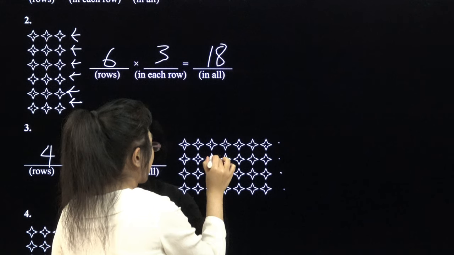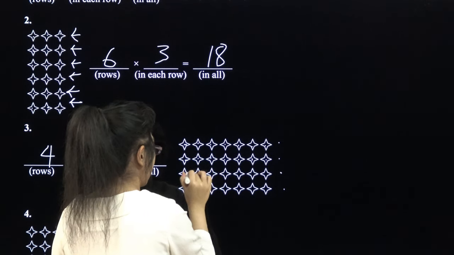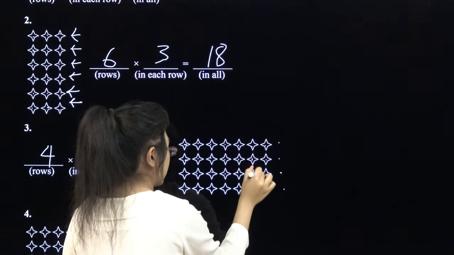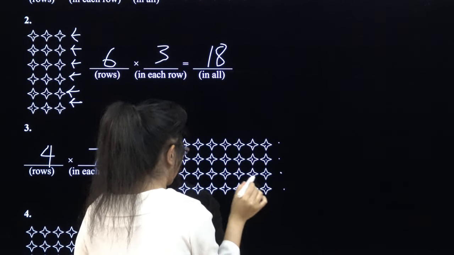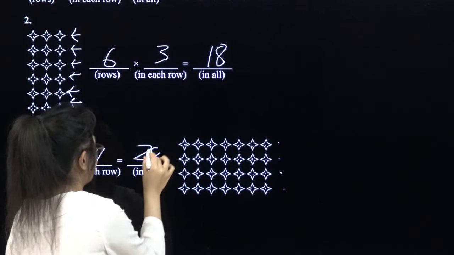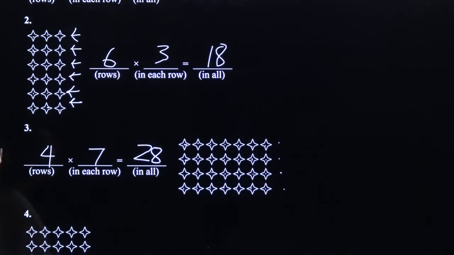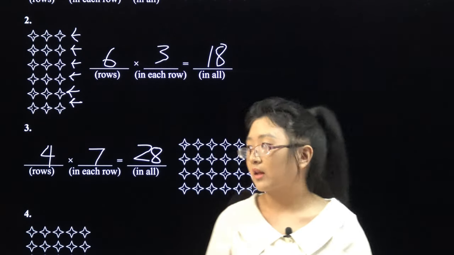7, 8, 9, 10, 11, 12, 13, 14, 15, 16, 17, 18, 19, 20, 21, 22, 23, 24, 25, 26, 27, 28. 28 stars in all. From this array, we get the multiplication sentence 4 times 7 equals 28.